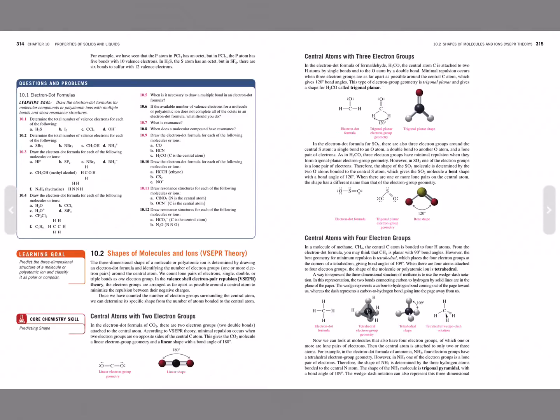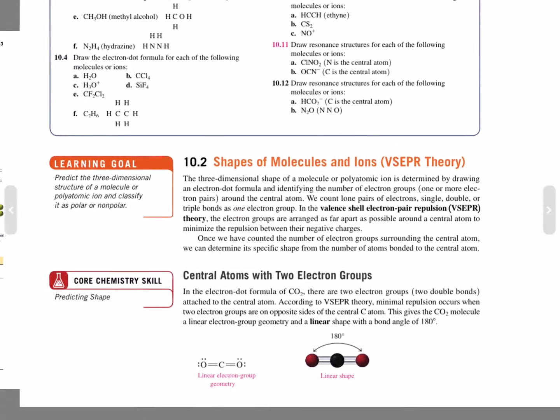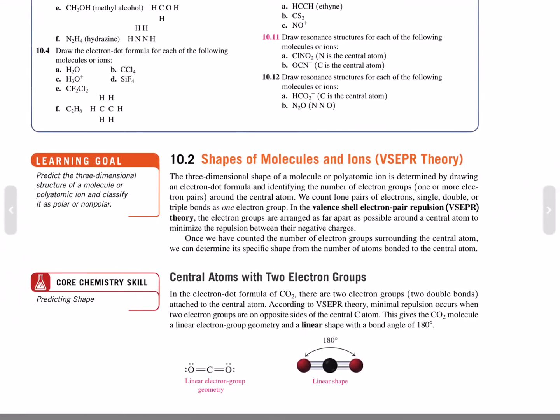Section 10.2 Shapes of Molecules and Ions, VSEPR Theory. The three-dimensional shape of a molecule or a polyatomic ion is determined by drawing an electron dot formula and identifying the number of electron groups, one or more electron pairs, around the central atom. We count lone pairs of electrons, single, double, or triple bonds, as one electron group.